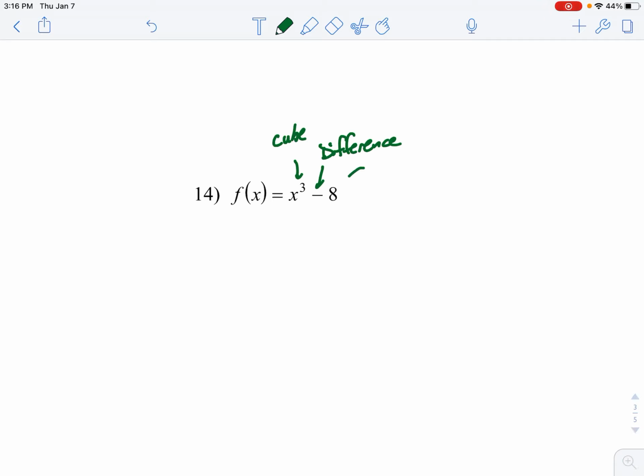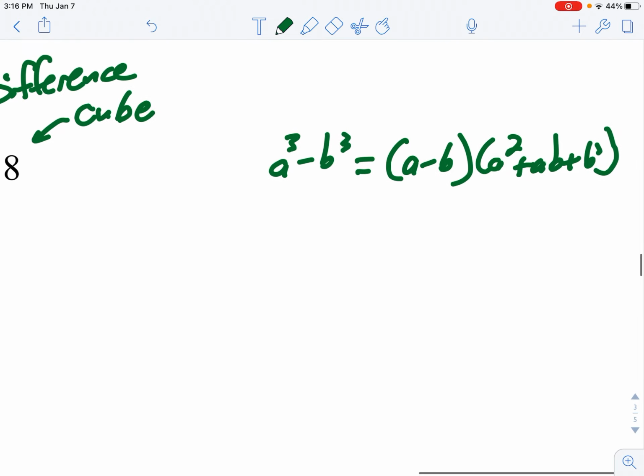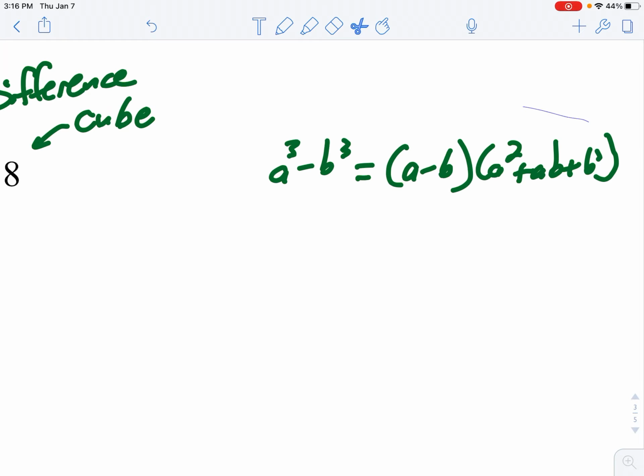So this is a difference of cubes. When you approach a difference of cubes, you need the formula. Now I'm not going to scroll up and down, because it'll probably make you nauseous. The formula looks like this. I'll just copy it down. So a minus b, a squared plus ab plus b squared. That's barely legible. Give me just a second.